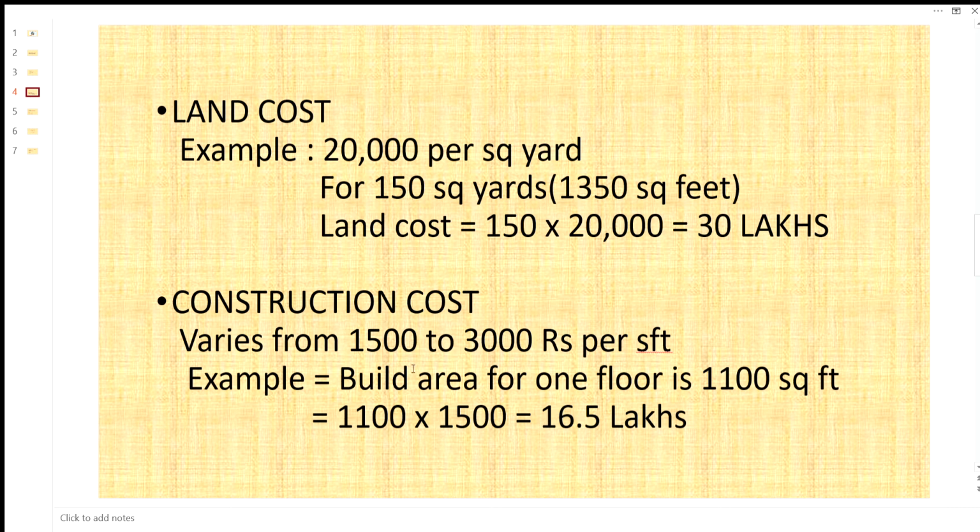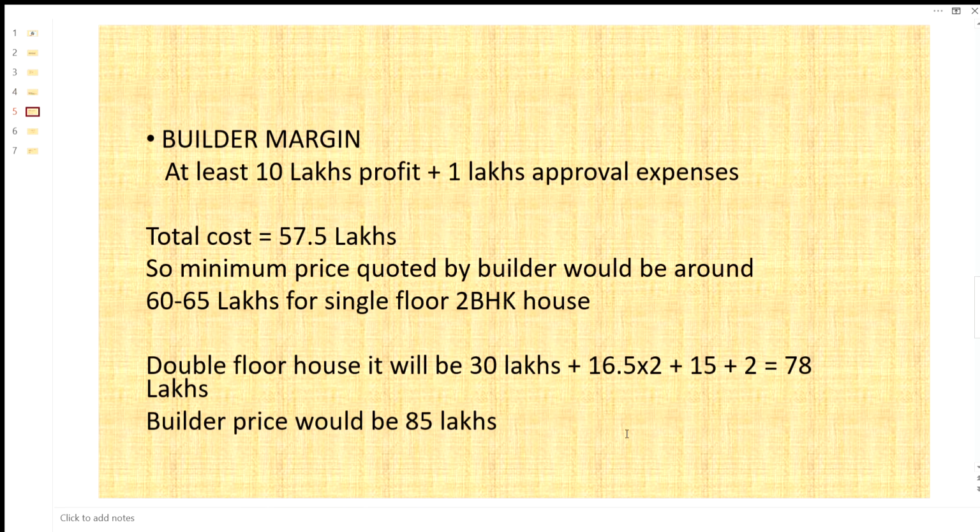and the interiors. So if you take the example of a 150 square yards house, the built-up area would be generally 1100 square feet. So 1100 square feet with 1500 rupees per square feet cost, it would be 16.5 lakhs. So the total cost including the builder margin would be 57.5 lakhs, considering 10 lakhs profit plus 1 lakh approvals for the builder margin. So generally the builder will try to quote a price of 60 to 65 lakhs considering the negotiation for a single floor 2 BHK house with 150 square yards.